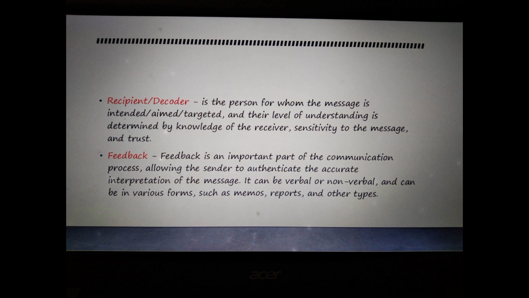Next is feedback, an important part of the communication process, allowing the sender to authenticate the accurate interpretation of the message. It can be verbal or non-verbal and can take various forms such as memos, reports, and other types.